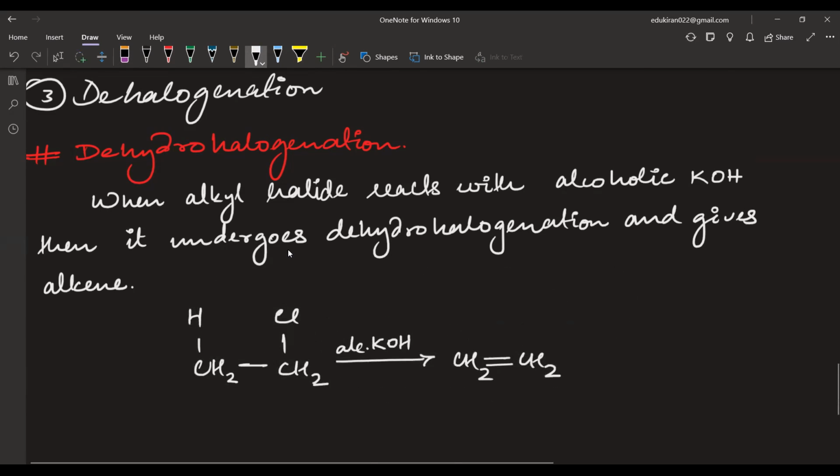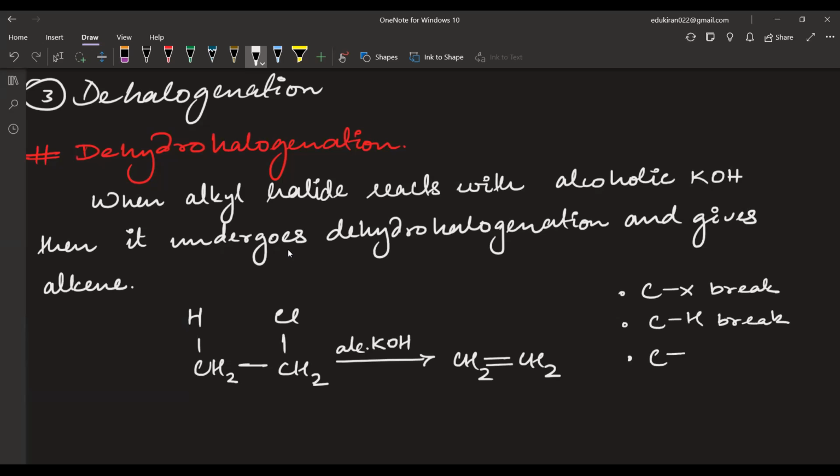The very surface type of knowledge that you can have about any reaction is what bonds are breaking. So the C-X bond is breaking, the C-H bond is breaking, and what is happening? A C double bond C, the pi bond, is formed. This is the most basic insight that you can gather from a particular reaction.